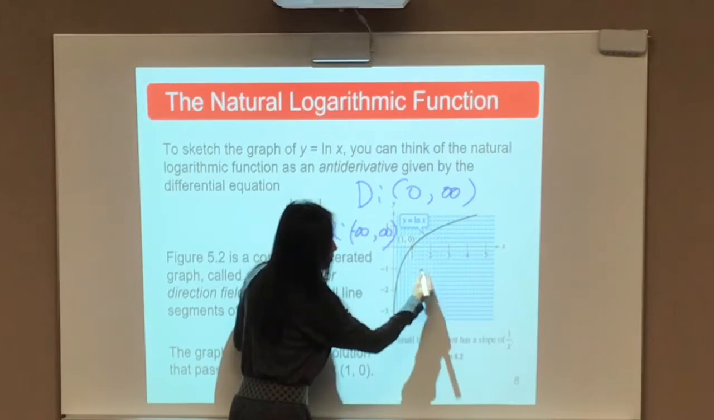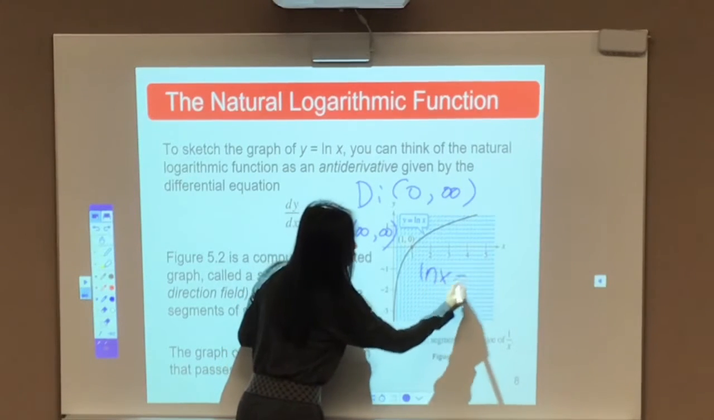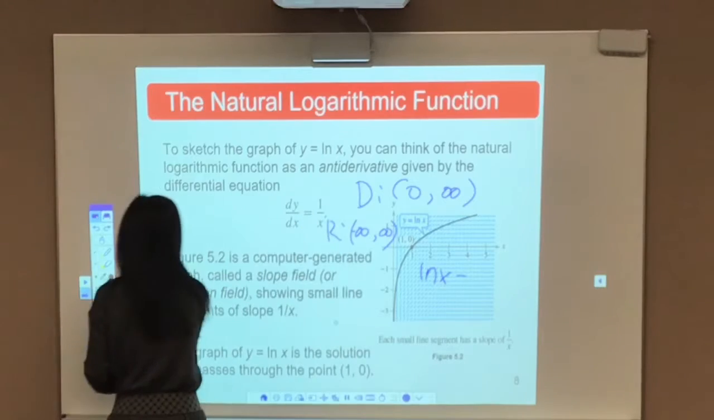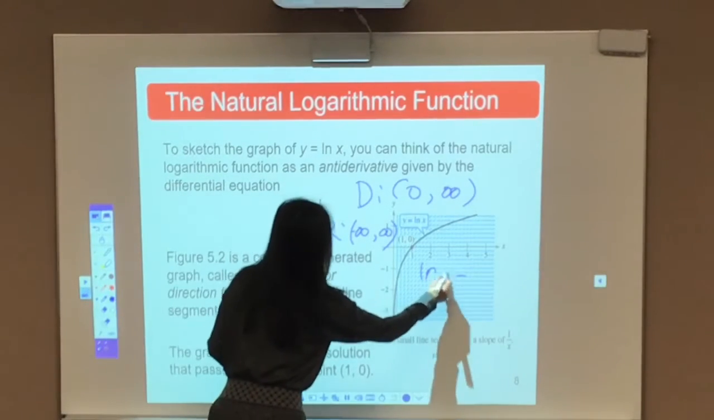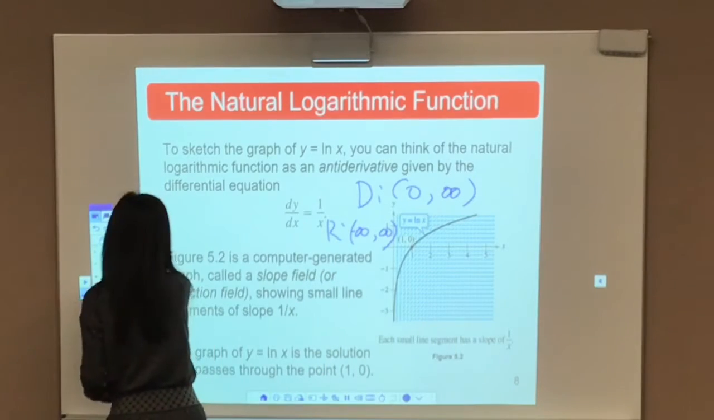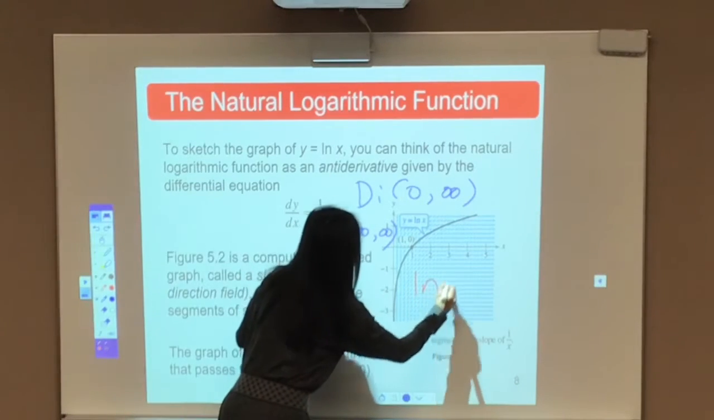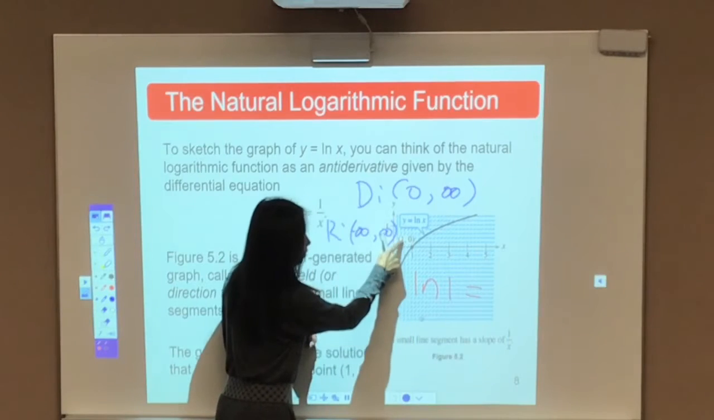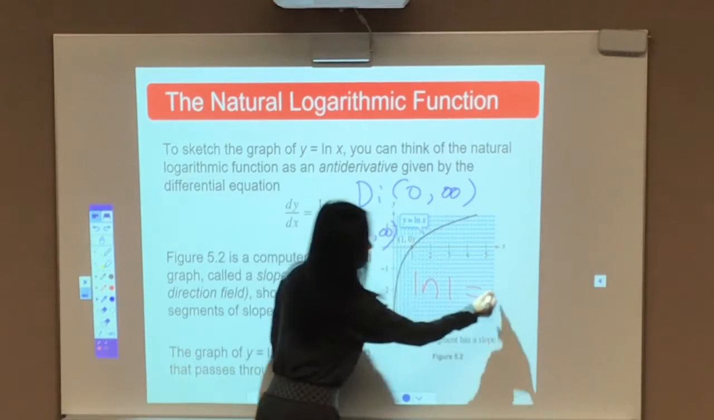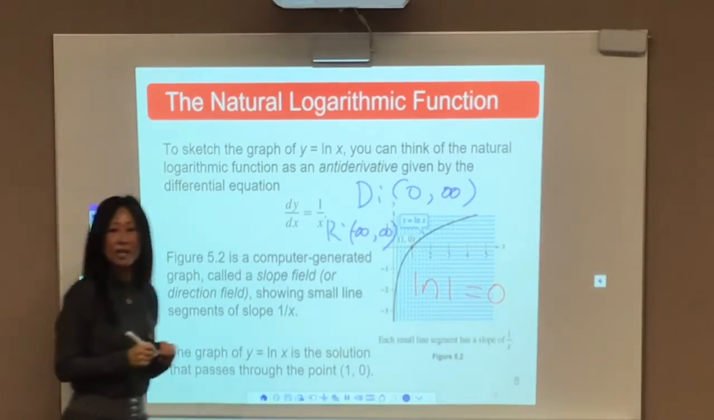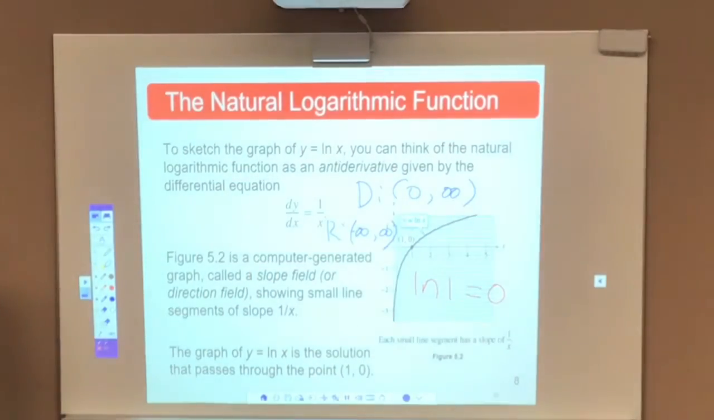All right, what else do you know? Natural log of 1 gives which number? Look at the graph. You plug in natural log of 1, what's your y value? 0. That's right. Memorize this. Okay? Natural log of 1 is equal to what? 0.